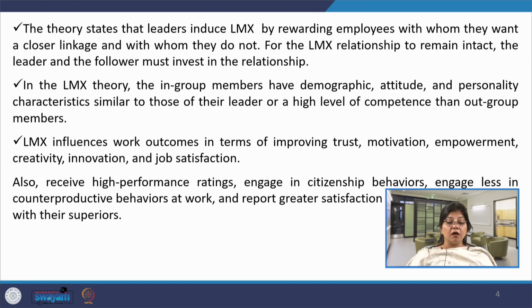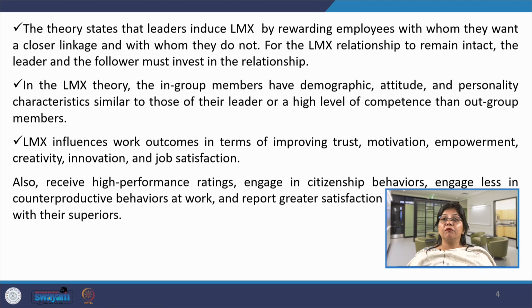LMX influences work outcomes in terms of improving trust, motivation, empowerment, creativity, innovation and job satisfaction. Empowerment is very important in the LMX leadership style, because whenever any member becomes a member of the in-group, then that member has more freedom to take his own decisions, that gives him a sense of freedom in the form of empowerment.